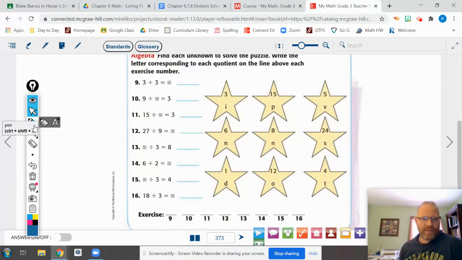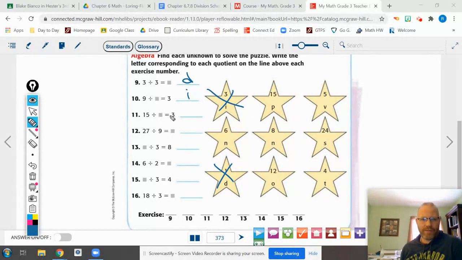Find each unknown to solve the puzzle. Write the letter that corresponds with each quotient in the line above each exercise number. Wow. So number 9 says 3 divided by 3. 3 divided by 3, or 3 times 1 equals 3. So that would be D. And I'm going to cross out D. 9 divided by 3, or 3 times 3 equals 9. So that's I.